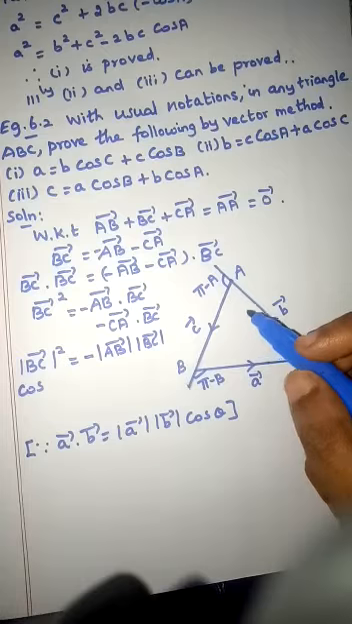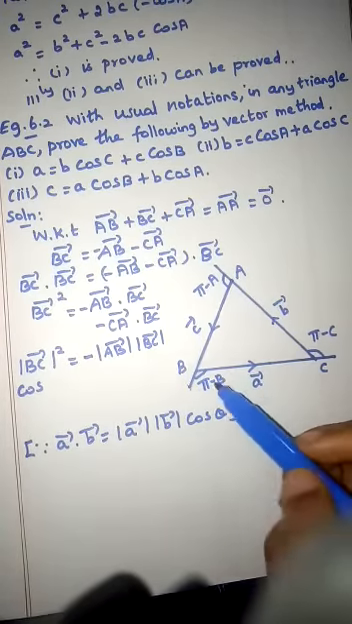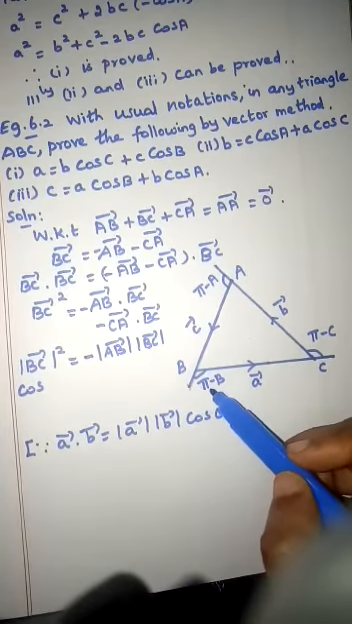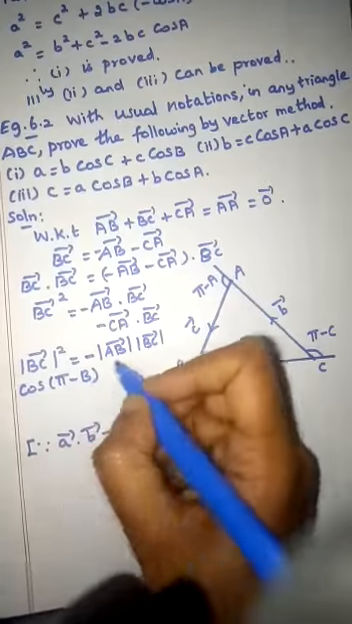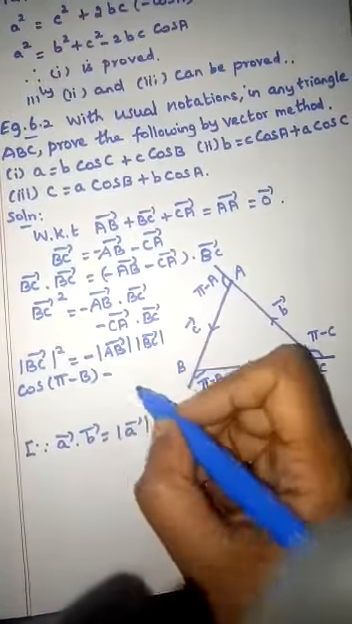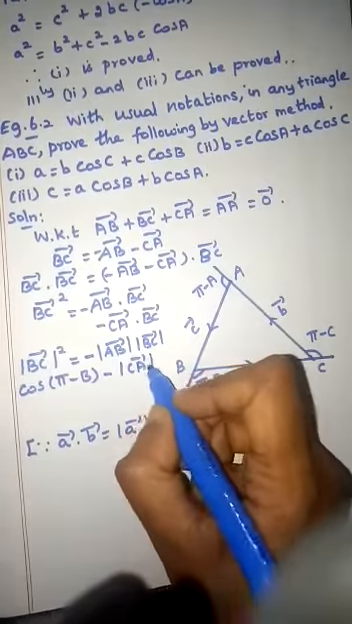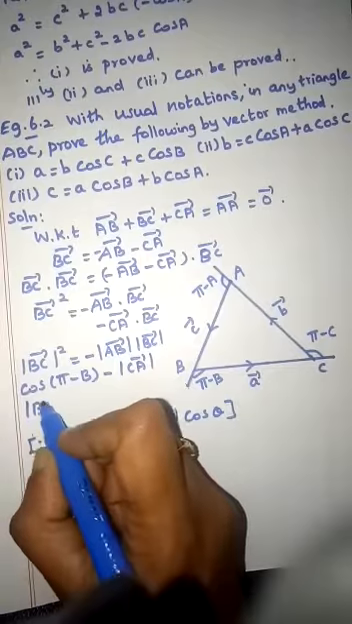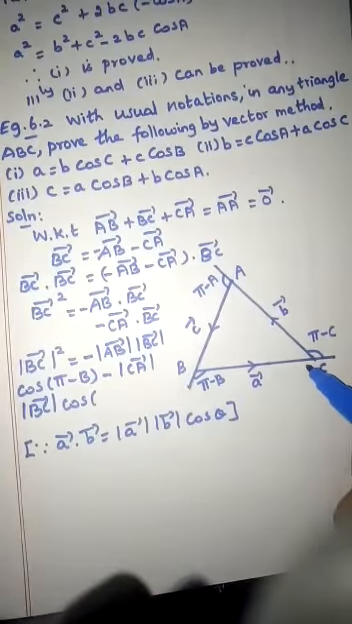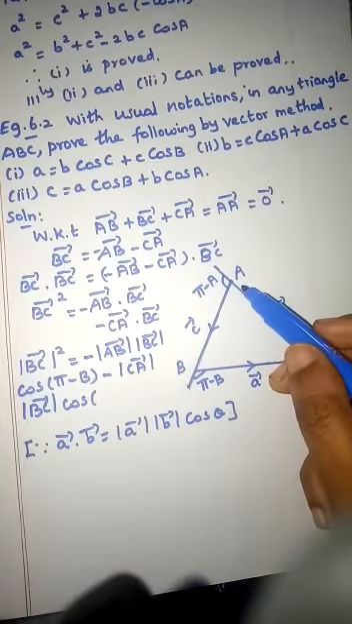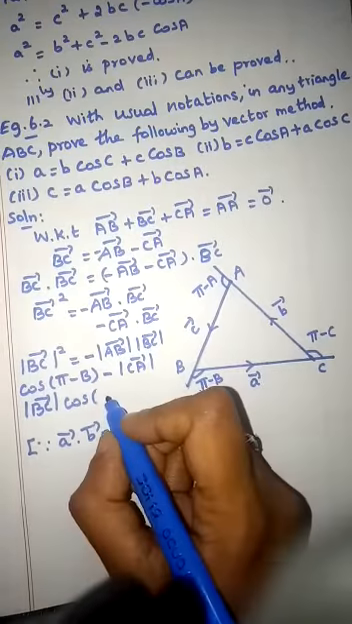So here we have AB vector is this, then BC vector we have. So the angle between them is what? Pi minus B. So cos of pi minus B. Then you can take this. So minus, here also A vector dot B vector formula. Modulus of CA vector into modulus of BC vector into cos of the angle between CA vector and BC vector. CA vector and BC vector means pi minus C.